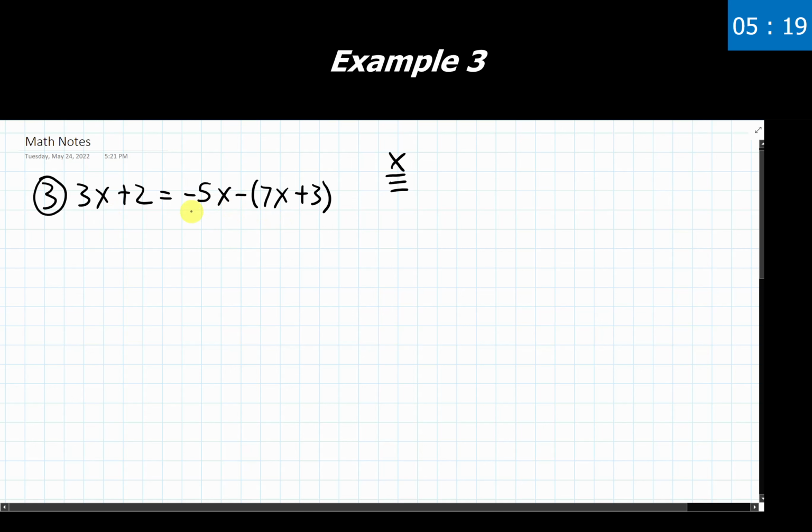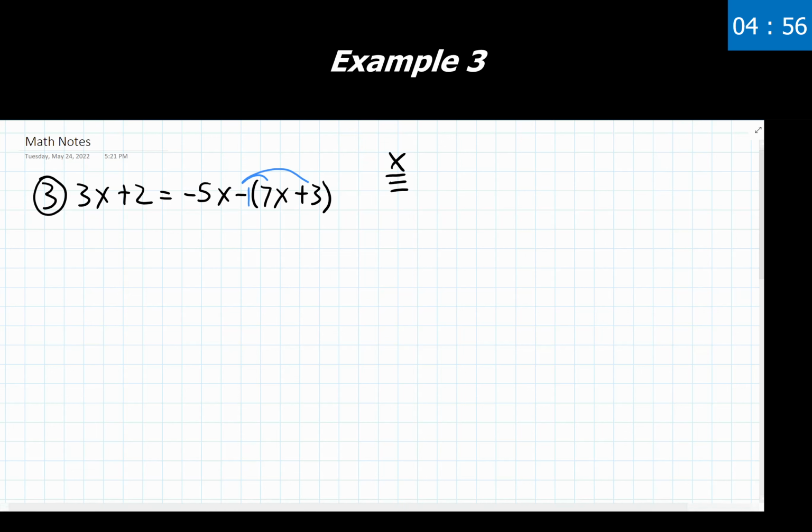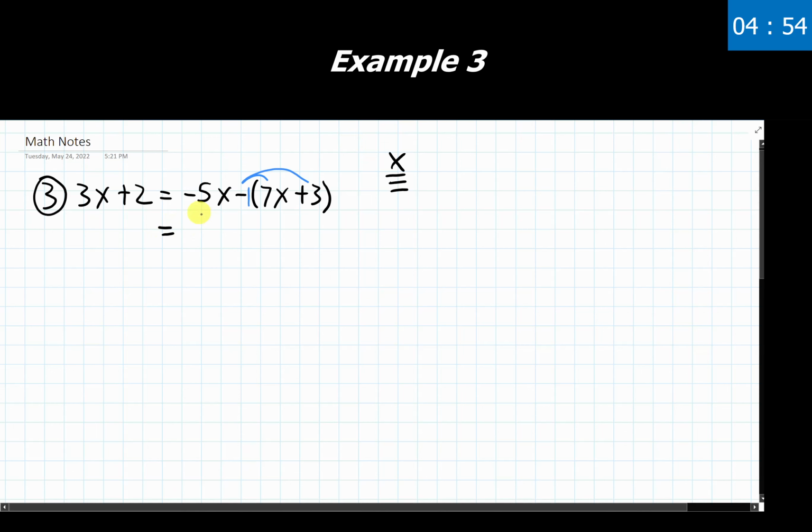On the opposite side, I have negative 5x minus the quantity 7x plus 3. This negative is going to have to distribute through to everything inside the parentheses. If need be, you can think of there being this invisible negative 1 that's there. So a negative 1 is going to multiply to 7x, and negative 1 is going to multiply to 3. I'm going to write the results right down below here. So this negative 5x isn't changing. It's just sitting out there doing its own thing.